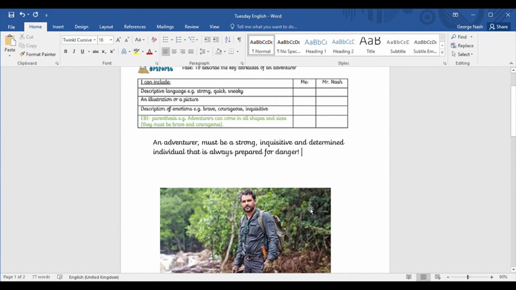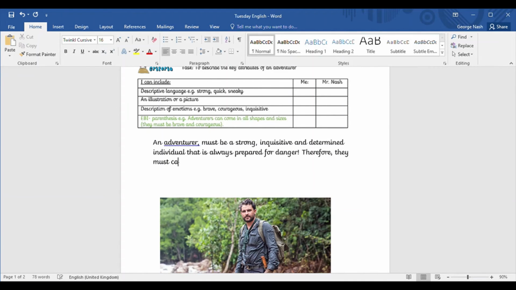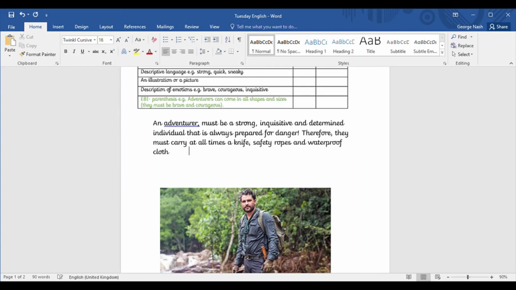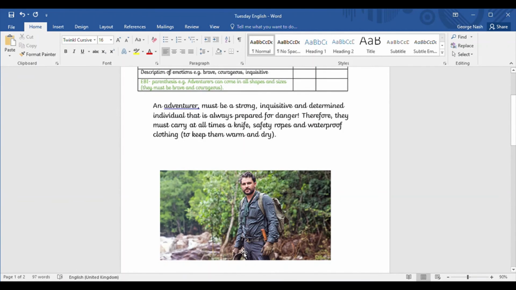And I might use a nice sentence starter here, such as, therefore, they must carry at all times a knife, safety ropes, and I'm going to go for here waterproof clothing. And I'm going to say this here to keep them dry, or I'm going to keep them warm and dry, because that way now I've included my parenthesis as well. Okay, so what I've done here is I've simply described what I can see in a picture. So if you want to draw one, that would be lovely, because I can get some of those onto our working wall then, or into a nice display.